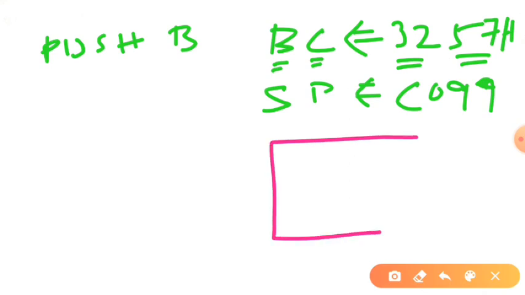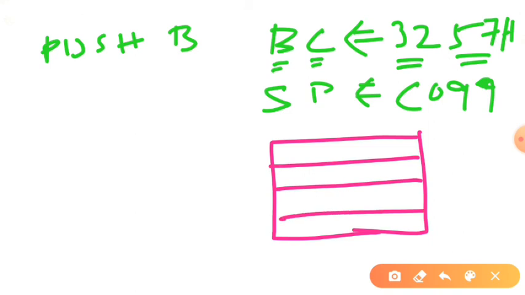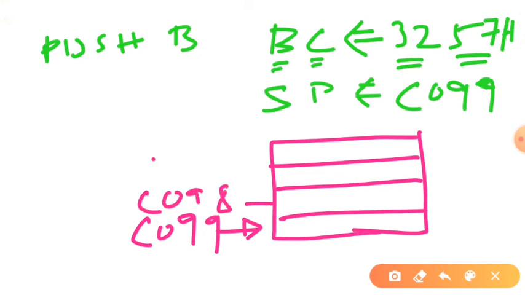Now let us draw the stack memory somewhere. This is our stack memory, and this is the current top of the stack, which is C099, denoted by the stack pointer. The memory location above that will be C098, then C097. In this way it will go on.